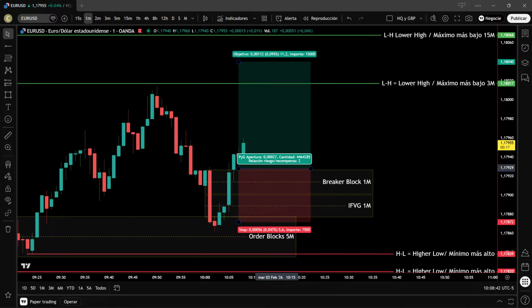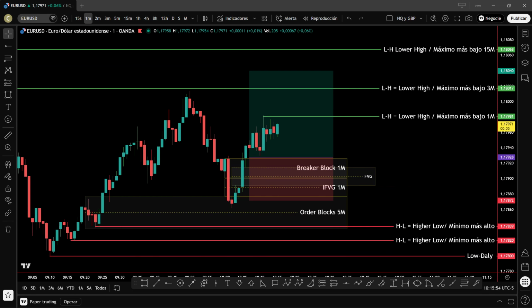Notice how the stop loss is protected below the 1-minute order block while we aim for the target in the upper liquidity zone. This structure allows us to trade with a clear statistical edge, accepting that every trade is unique in its development. The trade continues to develop in our favor. As you can see in this transition, price has reacted strongly, validating both the 1-minute breaker block and the IFVG.